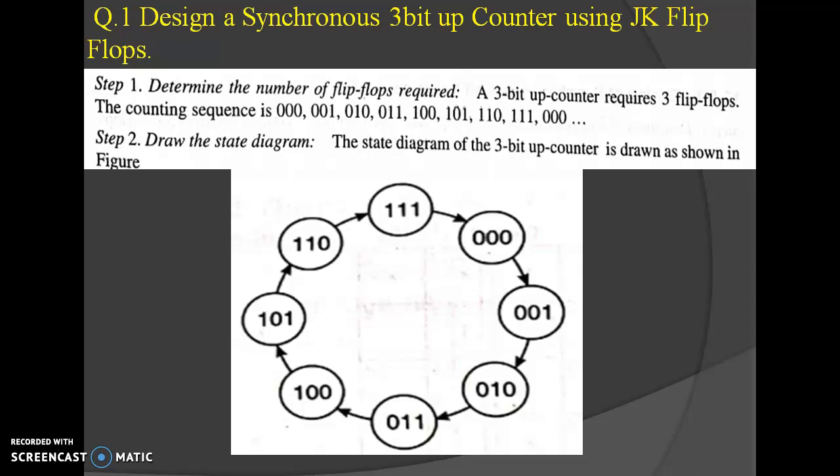Step 2: draw the state diagram. At first, we start the counting at 000 state. So, this is the state diagram. This is 000 state. We start counting here. So, the next state is 001. Next 010. Next 011. Next 100. Next 101. Next 110, next 111. Again return to 000.